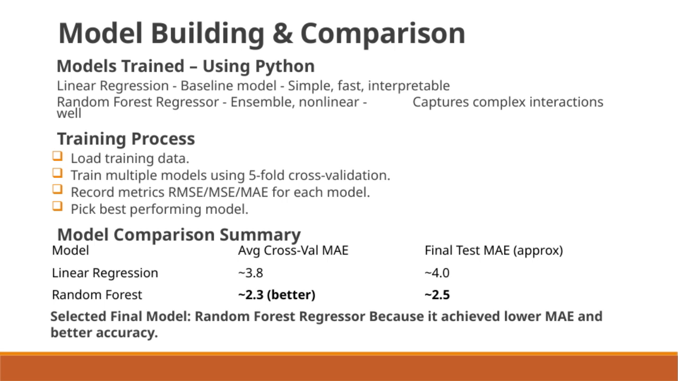It's simple, fast, and easy to interpret. The random forest, on the other hand, is an ensemble model that handles nonlinear relationships well and captures complex interactions in the data effectively. The training process involved loading the data, then training multiple models with 5-fold cross-validation to ensure robustness. We recorded key metrics like RMSE, MSE, and MAE for each model to compare their performance accurately. Ultimately, we selected the best-performing model, which was the random forest.